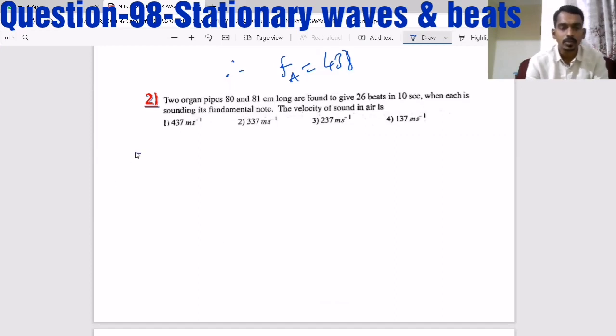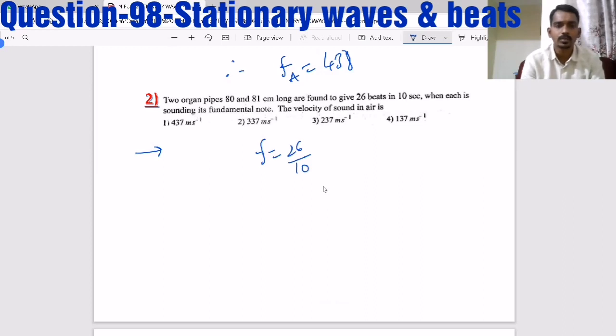Now, the next question. Two organ pipes of length 80 and 81 centimeters are found to give 26 beats in 10 seconds when each is sounded in its fundamental note. Find the velocity of sound in air. So the beat frequency is 26 by 10. The fundamental frequencies will become F1 equal to V by 2L1, F2 equal to V by 2L2.